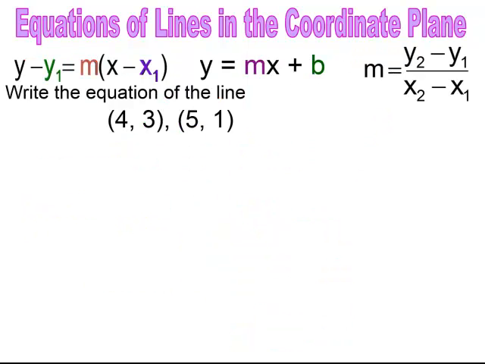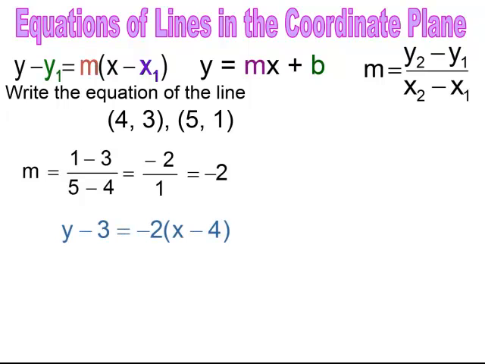Pause and try. So the first thing I'm doing is finding my slope. I found it to be -2. I'm going to substitute it into the point slope form, and I'm using the first point. You could have used the second. And then I'm going to solve for y, and I'm going to get my equation of the line is going to be y equals negative 2x plus 11.